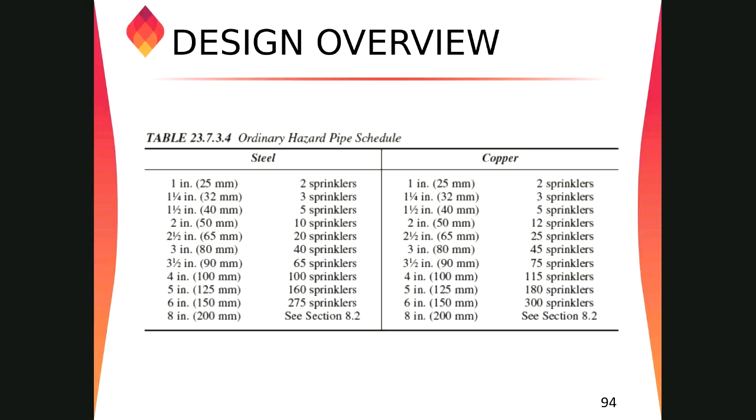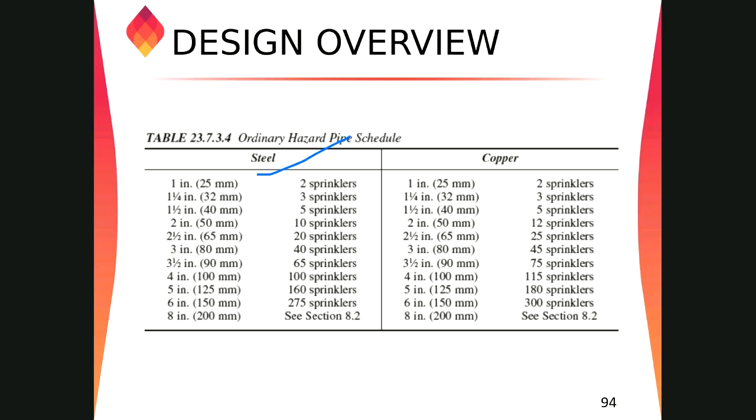And now we have a pipe schedule system. The pipe schedule system is different for the light hazard and for ordinary hazard. The number of sprinklers for a pipe size in light hazard will be different than the number of sprinklers for a pipe size in ordinary hazard. So we have to be careful.